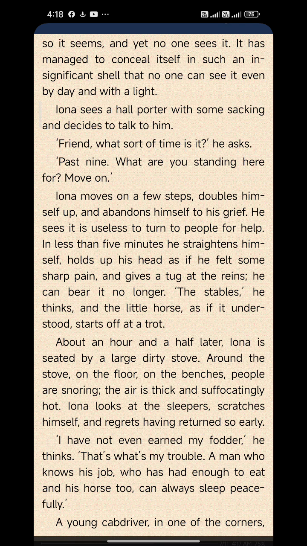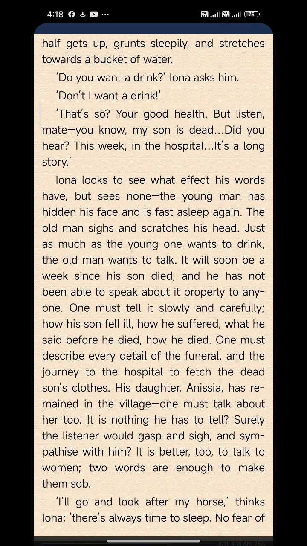A man who knows his job, who has had enough to eat, and his horse too, can always sleep peacefully." A young cab driver in one of the corners half gets up, grunts sleepily, and stretches towards a bucket of water.